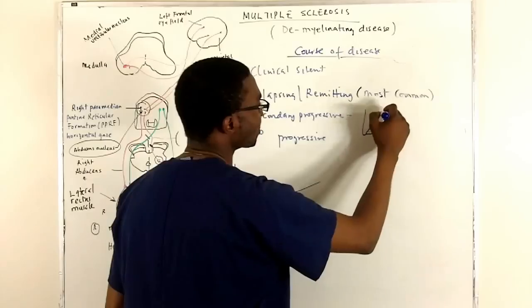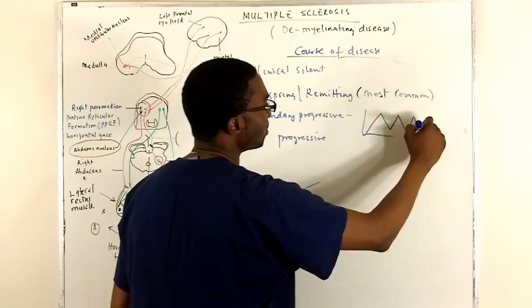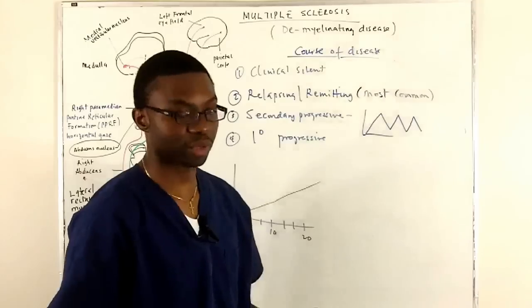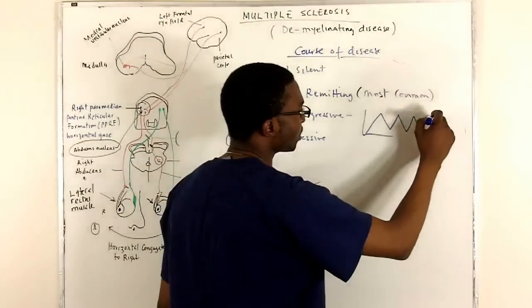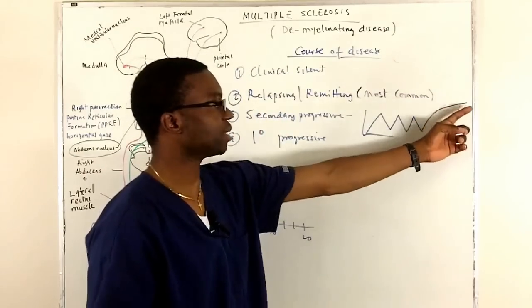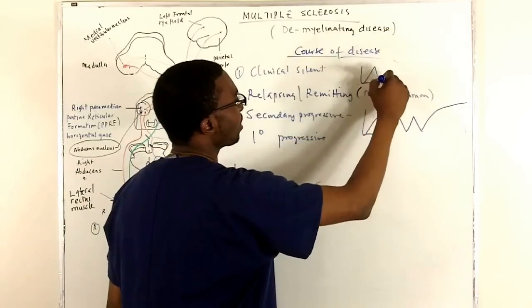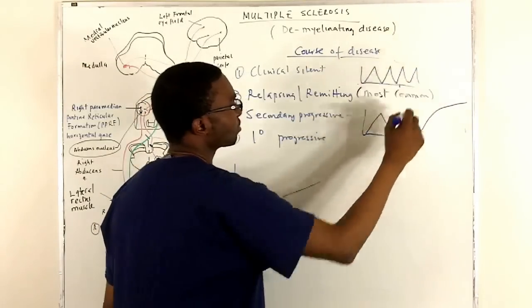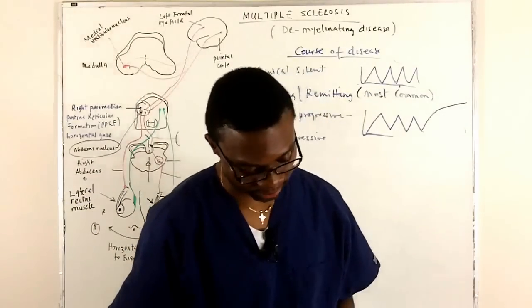they have this relapsing, remitting, relapse, remit, relapse, remit. And that secondary progressive disease eventually starts to get worse over the years, and then they don't remit anymore. You see that? They go up, down, and then they progressively get worse. And relapsing, remitting is they go up, down, up, down, up, down, up, down. And the first one is silent or benign.